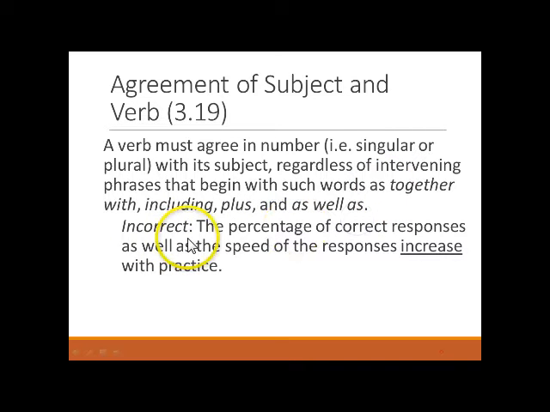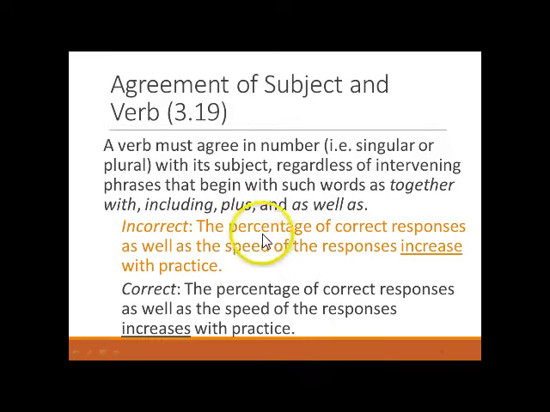An incorrect example would be if you said, the percentage of correct responses as well as the speed of the responses increase with practice. The problem with that is percentage is a singular word, so because of that you have to use increases, which is the singular version of the verb.